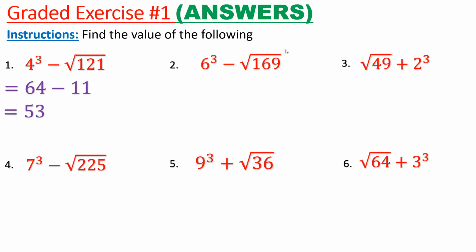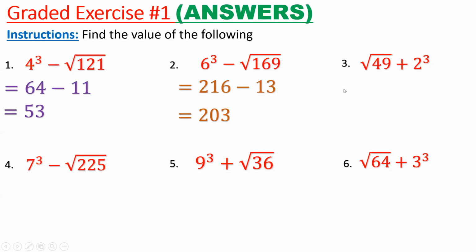Now, anyone got number 1 right? Let me know. Yes, sir. Okay, good. Very good. And then number 2, 6 cubed. What is 6 cubed? 216. And then what is the square root of 169? 13. 216 minus 13 is going to be what? 203. Very good.